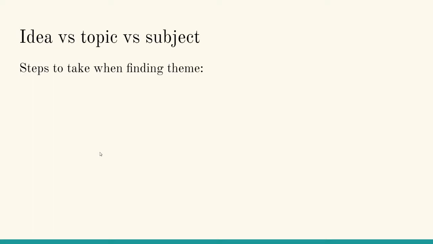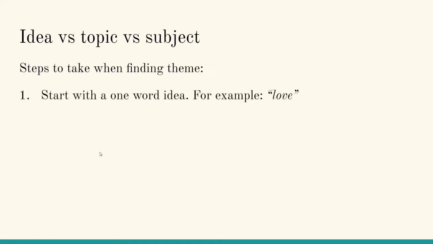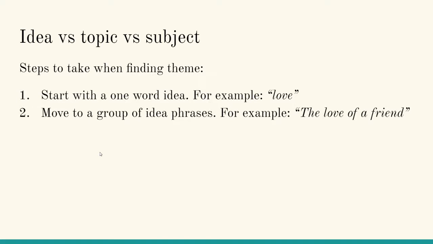Theme is never bluntly stated. You have to figure it out. So, steps to take when finding the theme. You want to start with a one-word idea. So that's what an idea is. If I say love, that can't be the theme because it's too vague. Well, what about love? So then you move on to a group of idea phrases.